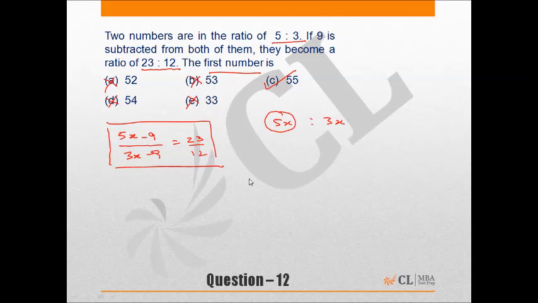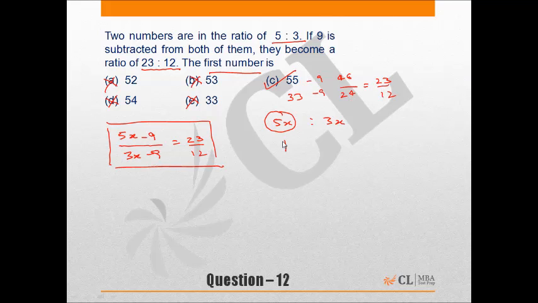If you want to be very sure, you can still check 55 minus 9. Obviously, one of the numbers is 55, the other number should be 33. So if you subtract 9 from each one of them, 55 minus 9 becomes 46, and 33 minus 9 becomes 24. So 46 by 24 is nothing but 23 by 12.